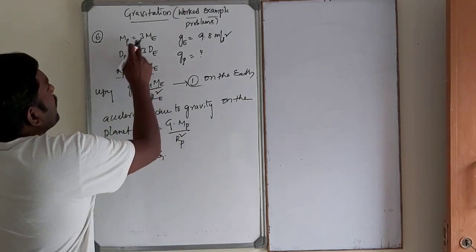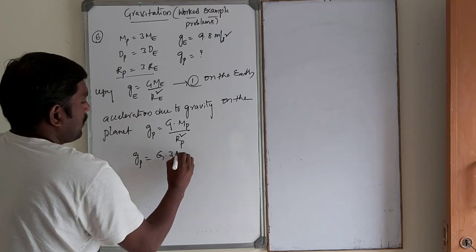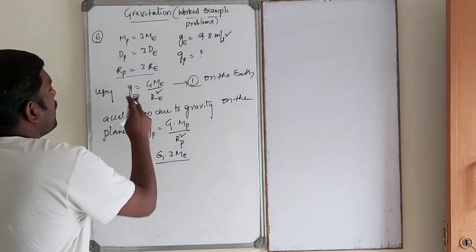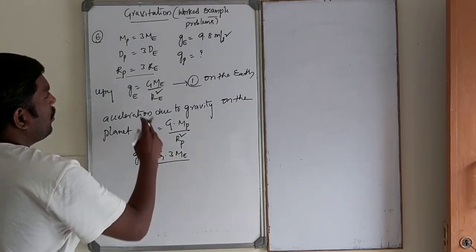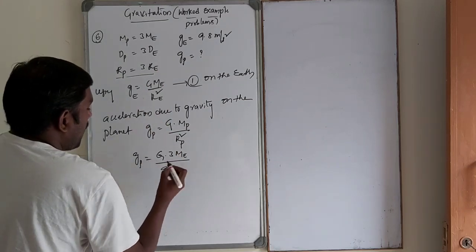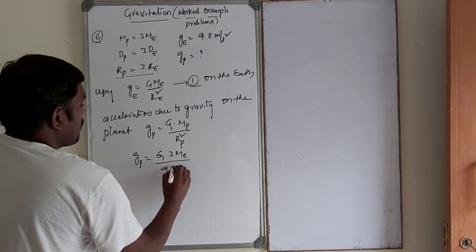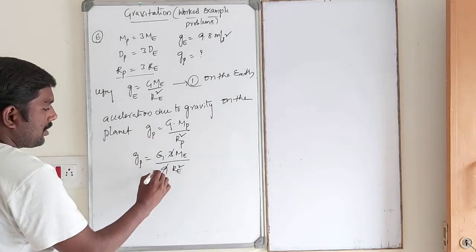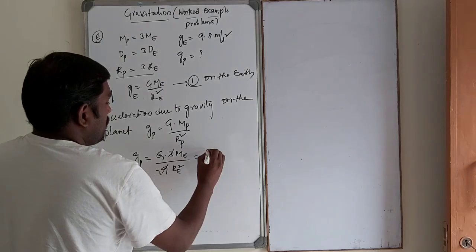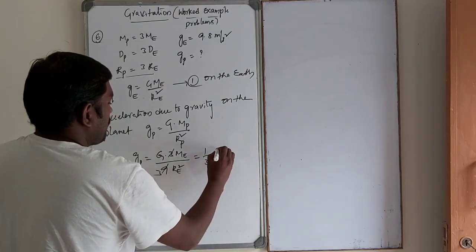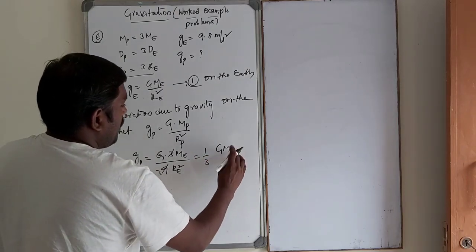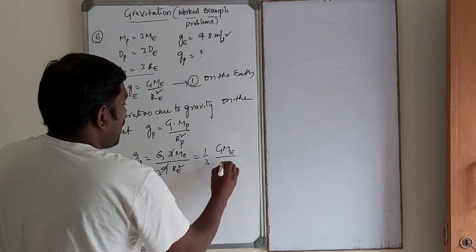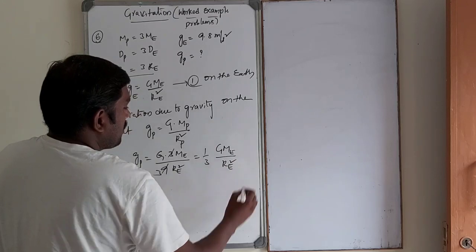What is the value of M_p? 3 M_E, divided by R_p. R_p is equal to what? (3R) whole square, and 3 square is nothing but 9 R_E square. So 3 ones are 3, 3 threes are 9. So it is 1 by 3 G M_E divided by R_E square. Okay, it's clear.